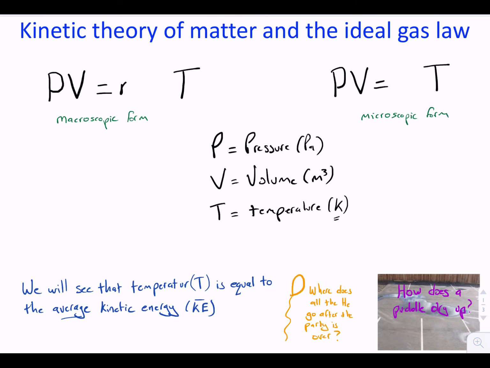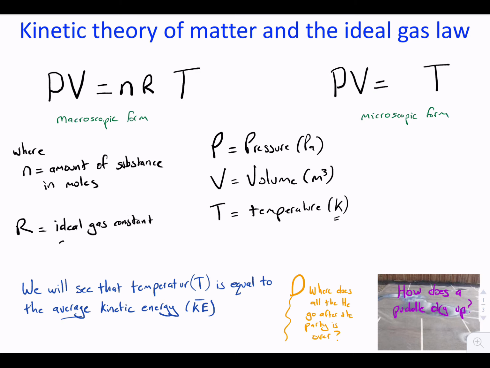First, the macroscopic form, so PV equals nRT, where n is the amount of substance in moles. In case you have forgotten, a mole is 6.02 by 10 to the 23 particles. This is of course Avogadro's number, which is defined as the number of atoms in 12 grams of carbon. And R is the ideal gas constant that has a value of 8.31 joules per mole per Kelvin.